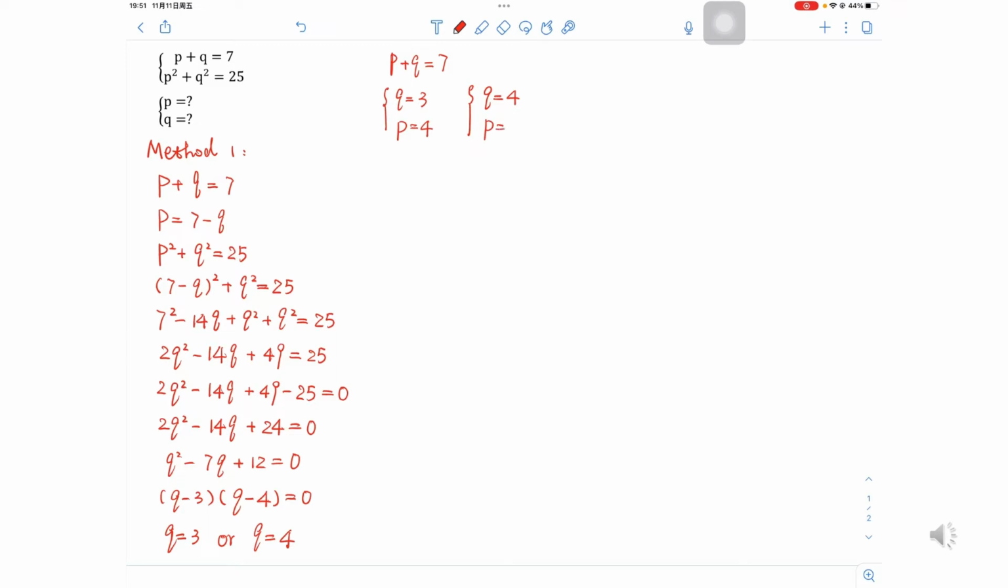This is our first method. Looks like it involves a little too much derivation and computing. Now let's work out another method. We need to resort to Vieta's formulas. Let's look at the problem again. P plus Q equals 7. P squared plus Q squared equals 25.